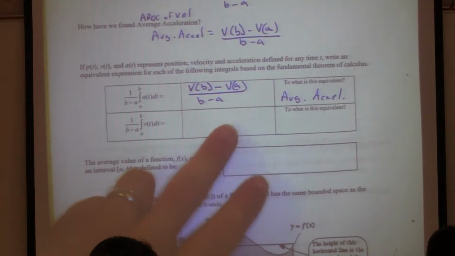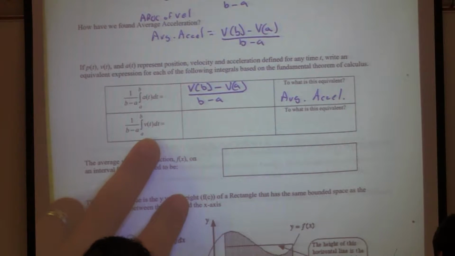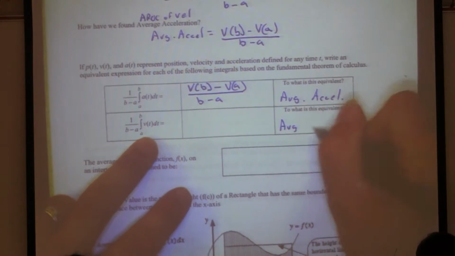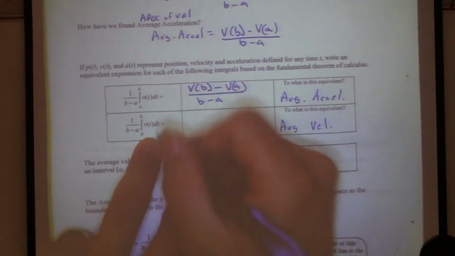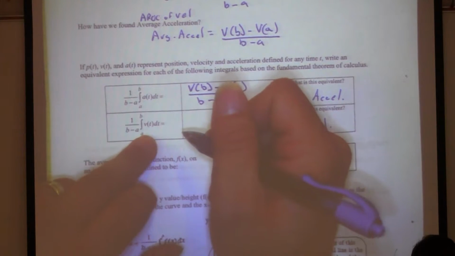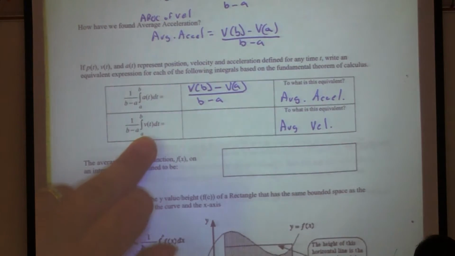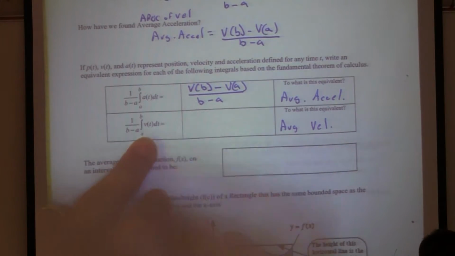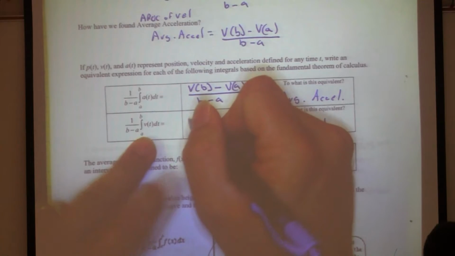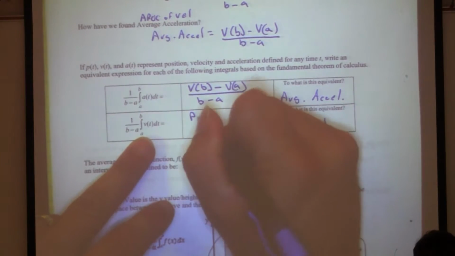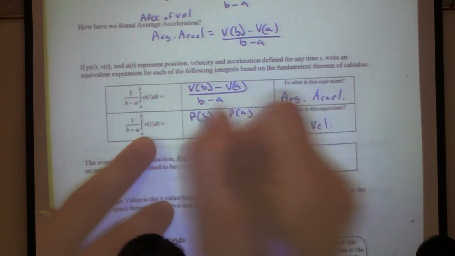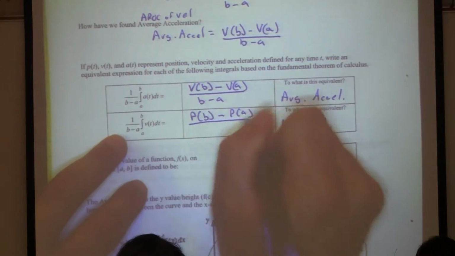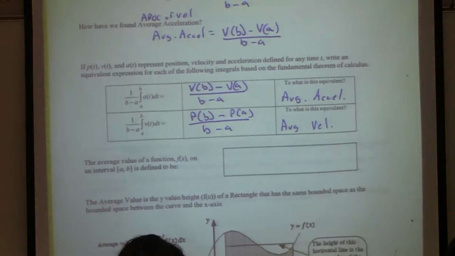Alright, how about this one down here? What would this be? The average what? Velocity. This should be the average velocity. Let's see if it gives us that formula we got up there. Okay, so what's the antiderivative of velocity, Ricky? The antiderivative of velocity, yeah, it's P. Position, right? Yeah, position, thank you. So if we apply the fundamental theorem of calculus, what would we get here? P of B, good, minus P of A. And then all of that times 1 over B minus A, which just makes me divide it by B minus A.